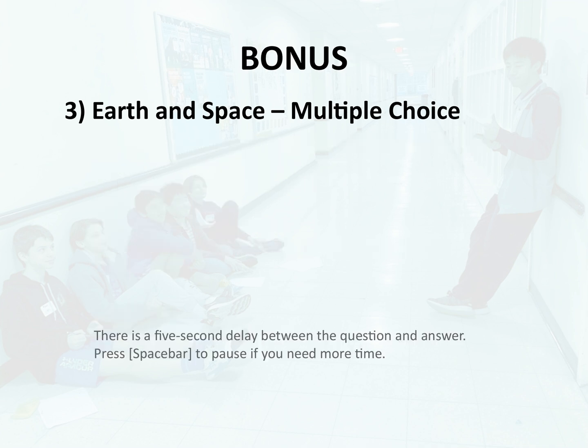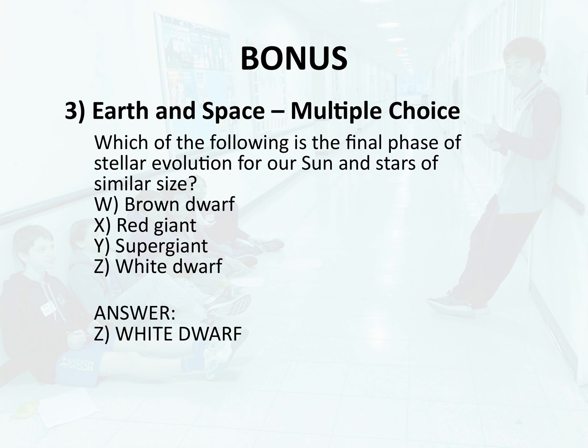Bonus 3. Earth and space, multiple choice. Which of the following is the final phase of stellar evolution for our Sun and stars of similar size? W. Brown dwarf. X. Red giant. Y. Supergiant. Z. White dwarf. Answer. Z. White dwarf.